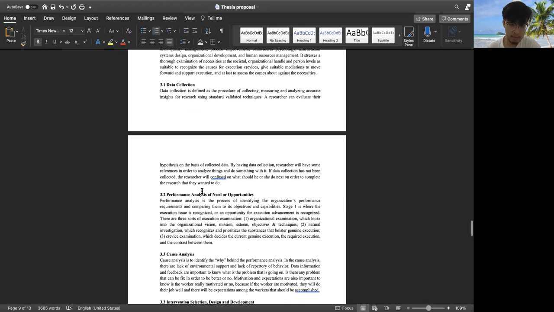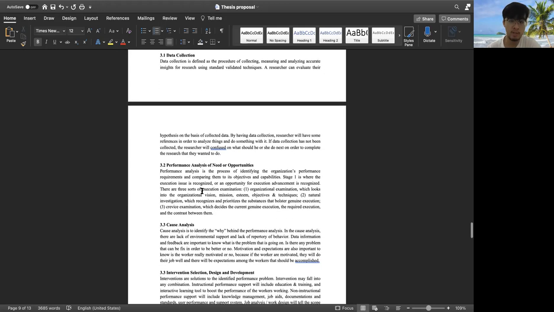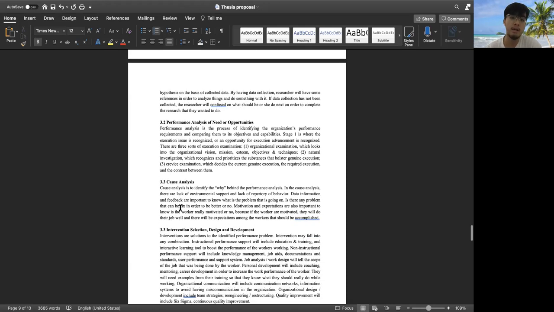The next one is the performance analysis of needs or opportunities. It is the process of identifying the organization's performance requirements and comparing them to its objectives and capabilities. In stage one, the performance issue or an opportunity for performance advancement is recognized. There are three sorts of performance analysis: organizational analysis, environmental analysis, and gap analysis.